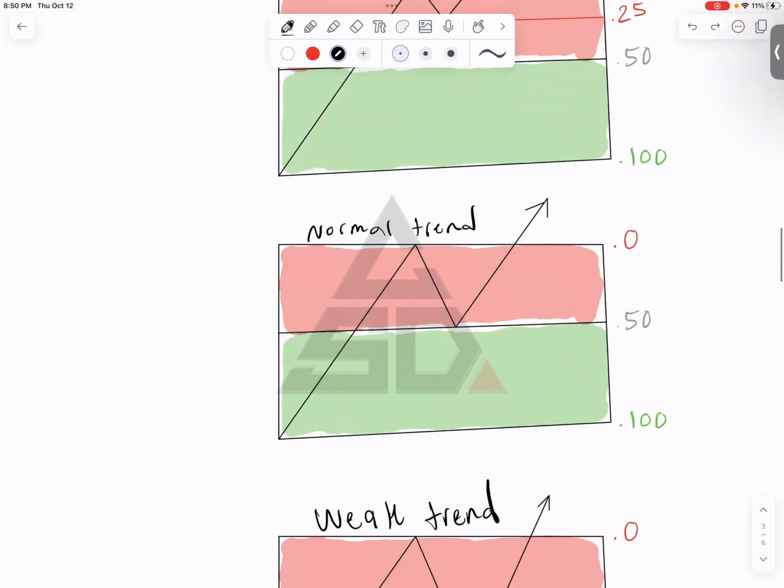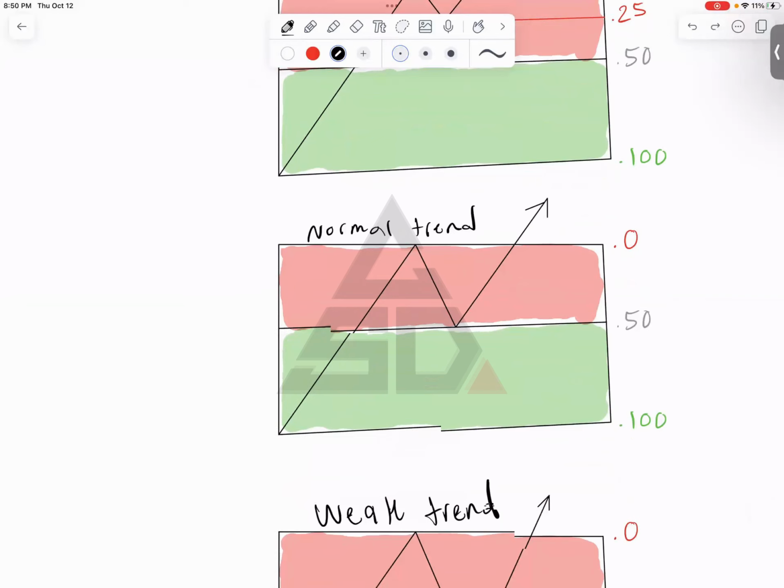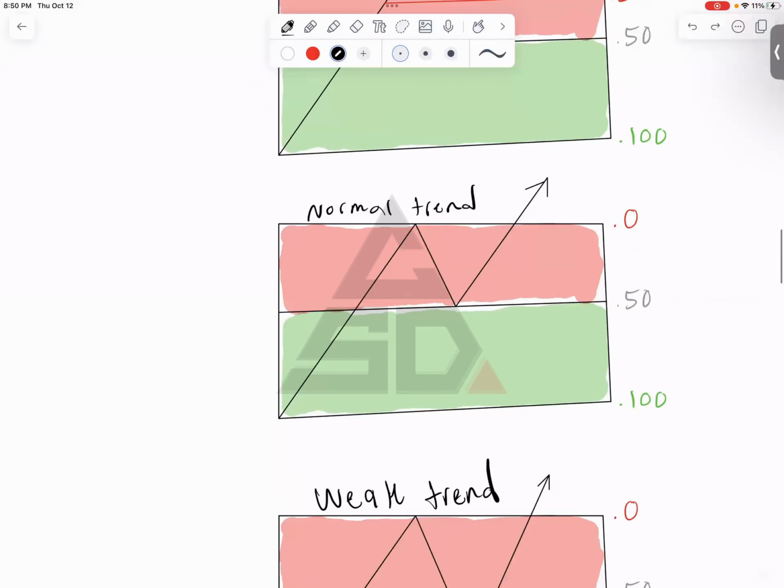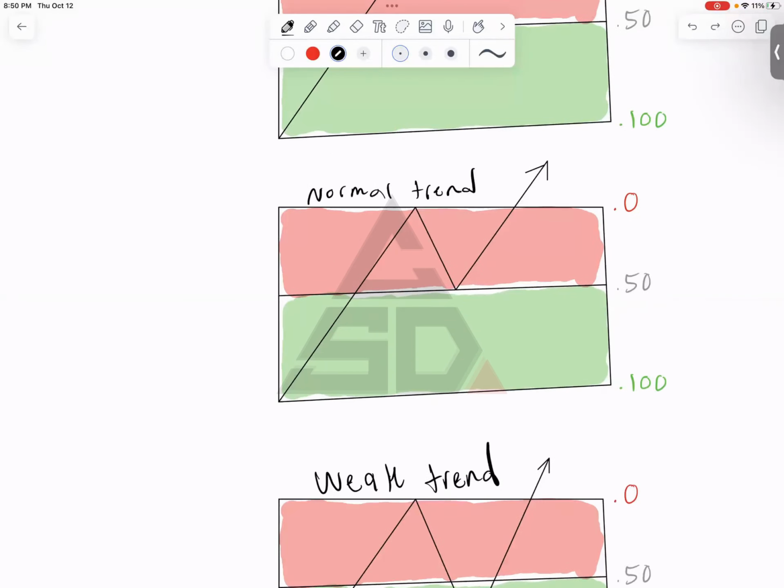Same thing with a normal trend. A normal trend comes back, hits the 50, and continues up. So nothing different. We're going to get way more in detail about the equilibrium. So that's another aspect of what the PD array matrix is.